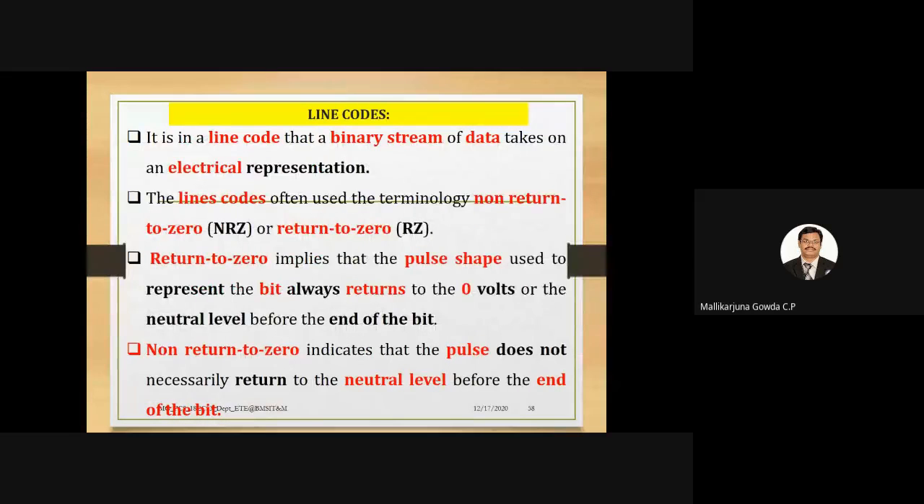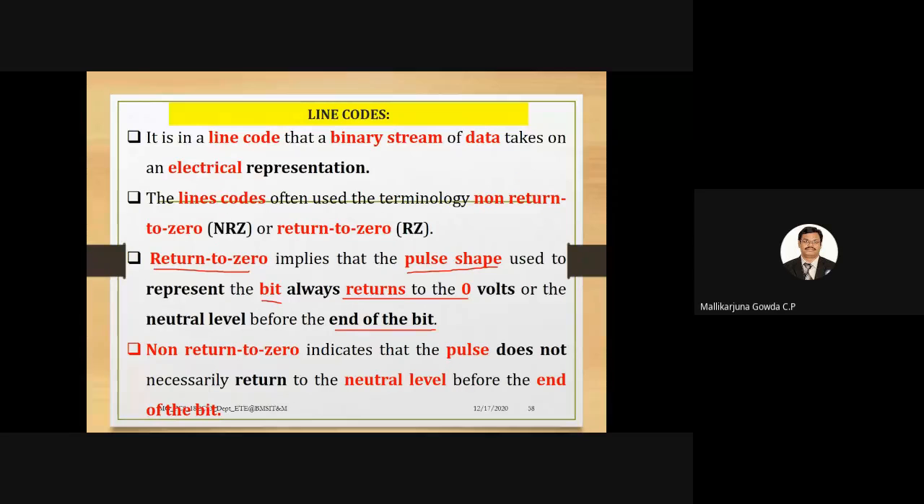Hope you are getting my point. Line code is an electrical representation of a binary stream of data. In line code we have two terminologies: one is non-return to zero, another is return to zero. Return to zero means the pulse shape, whatever I use to represent the bit, always returns to 0 volts before the end of that bit. I will show you the example.